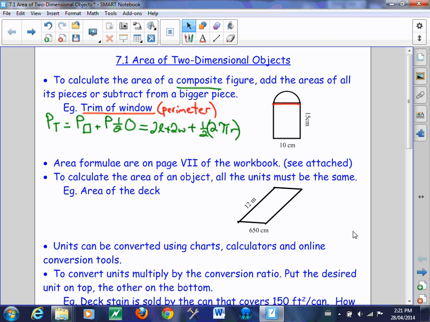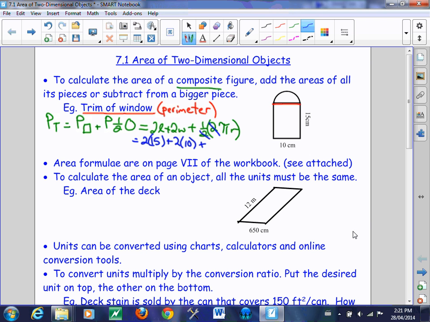Okay, so taking a look, first of all, I'm going to do a quick cancellation here. Half and 2, those two will cancel things out. Now we'll do a substitution, so it's going to be 2 times my length, and my length, I guess you can say it's 15, plus 2 times my width, which is 10, plus pi times r.